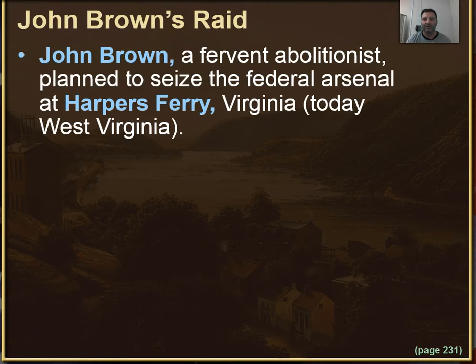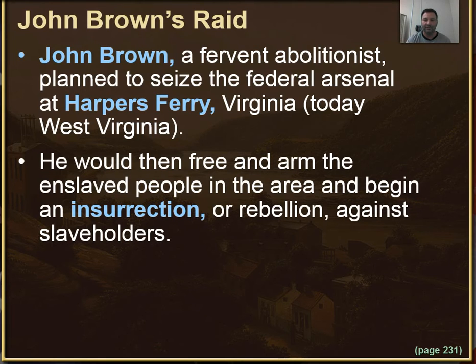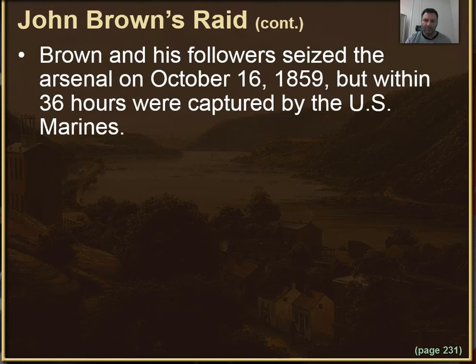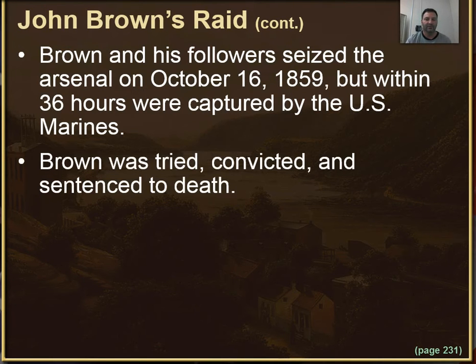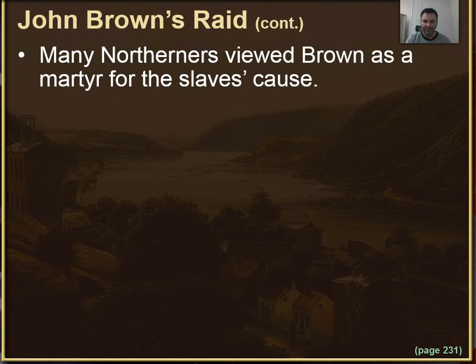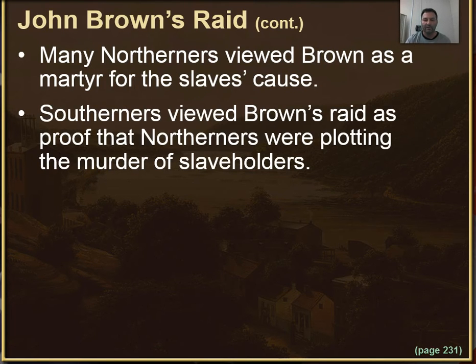John Brown's raid. John Brown, a fervent abolitionist, planned to seize the federal arsenal at Harper's Ferry, which is today West Virginia. He would then free and arm the enslaved people in the area and begin an insurrection or rebellion against the slaveholders. Brown and his followers seized the arsenal on October 16, 1859, but within 36 hours were captured by U.S. Marines. Brown was tried, convicted, and sentenced to death. The main thing from this is that many Northerners viewed Brown as a martyr for the slaves' cause. Southerners viewed Brown's raid as proof that Northerners were plotting the murder of slaveholders.